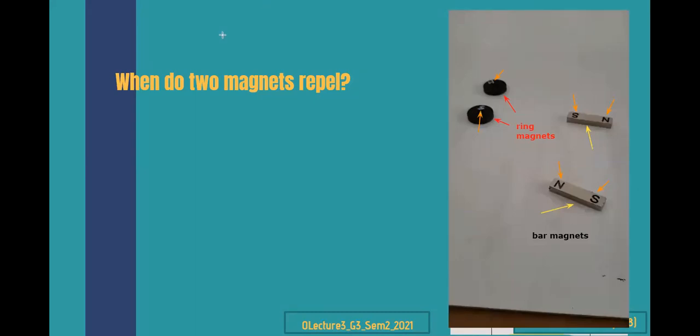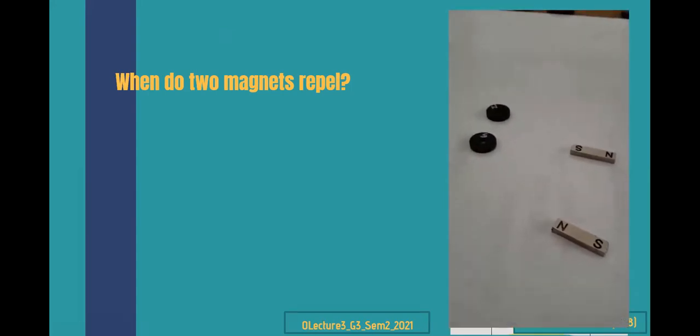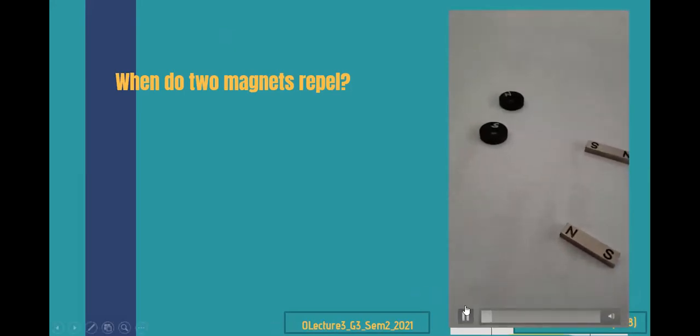Let's start the experiment and see what happens and how poles repel or attract each other. Look, just a couple more quick demonstrations of attracting and repelling and how the different poles of the magnets work.